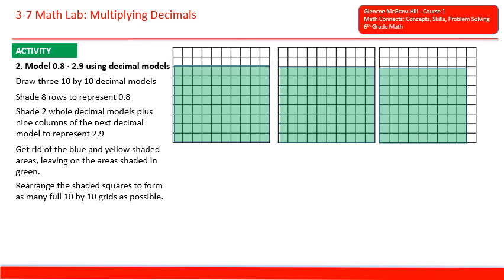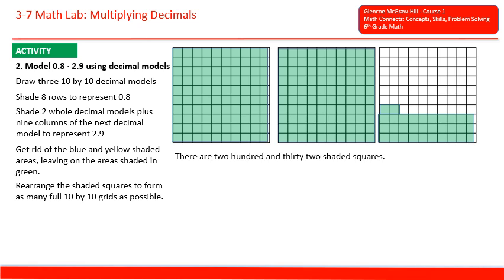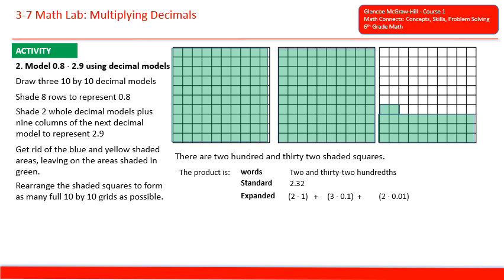And rearrange the shaded squares to form as many full 10 by 10 as possible. So I rearranged those so that you would see there are 232 shaded squares. The product is 2 and 32 hundredths. Standard form 2.32. Expanded 2 times 1 plus 3 times 0.1 plus 2 times 0.01.